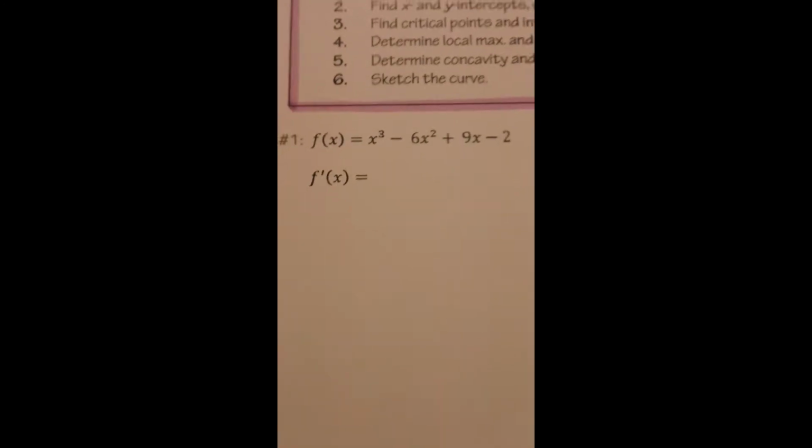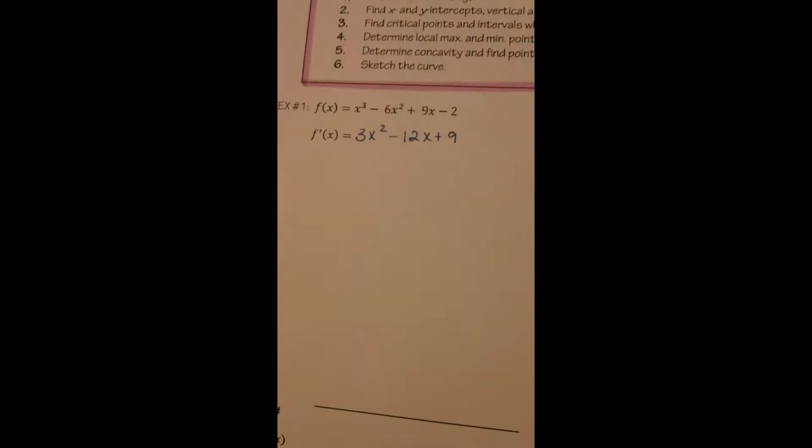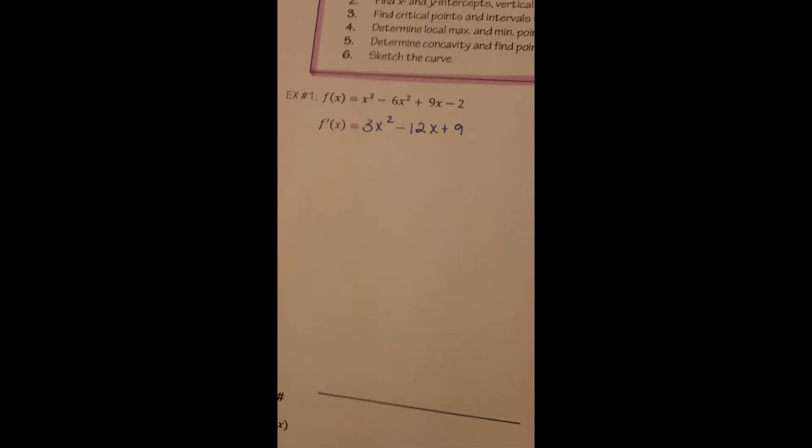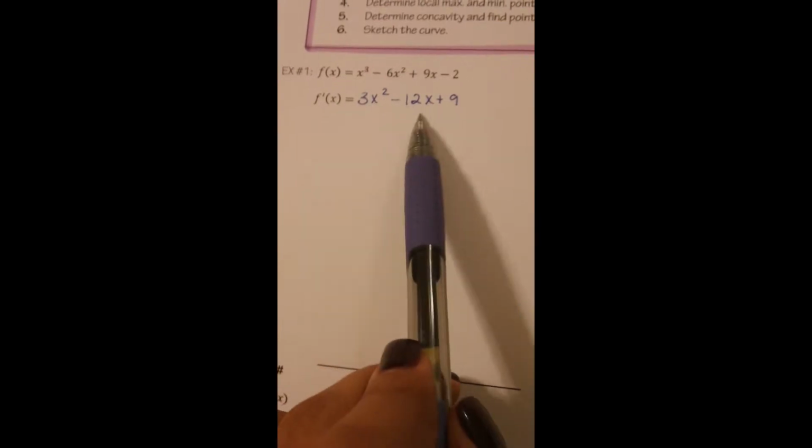So let's get started. We have example 1, we're given this function. First thing we got to do is take the derivative, which would be 3x squared minus 12x plus 9. We're going to have to set it equal to 0, but if you notice, all three terms are divisible by 3. So we can actually divide by 3, so that's x squared minus 4x plus 3.